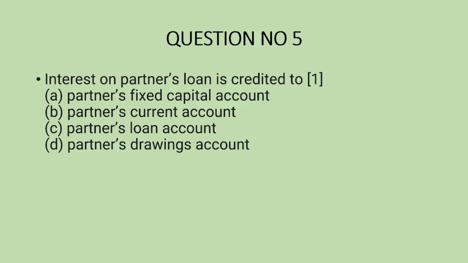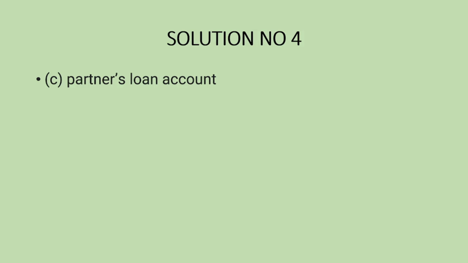Now, question number 5: interest on partner's loan is credited to the partner's fixed capital account, partner's current account, partner's loan account, or the partner's drawings account.